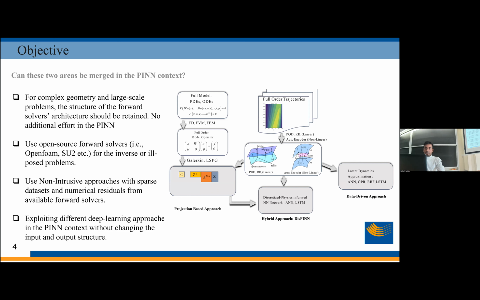And using this framework, we can also use conventional forward solvers for inverse problems, or optimization, or any kind of ill-posed problem as well. So that is the objective of this work. I already have some forward solvers, and everything has been set up for solving a problem, and I use that residual in a PINN framework to solve some ill-posed problems and use those kinds of solvers.